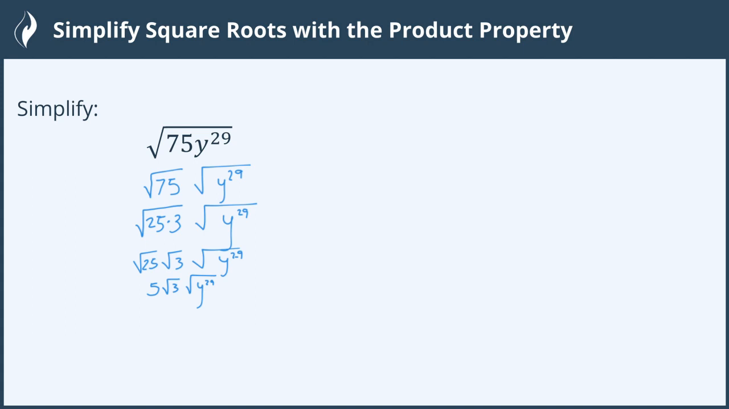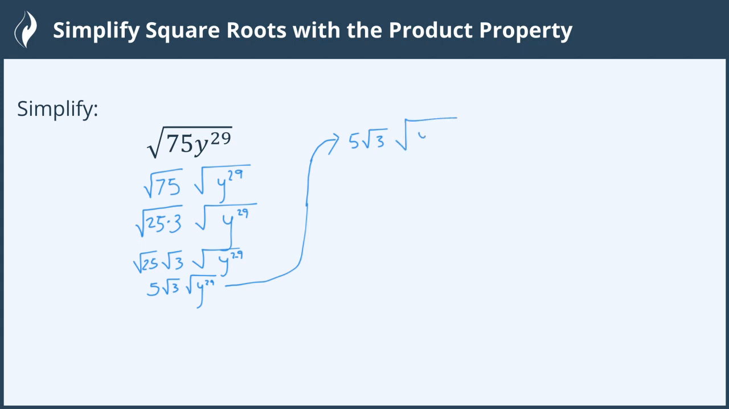Don't be tempted to go to your calculator and calculate the square root of 3. It's some irrational number, and your calculator gives you a decimal approximation. It's not an exact value. Because we want an exact value, we're going to leave it as the square root of 3, and it can't be simplified any further. Now let's do something similar with the square root of y to the 29th. Bring everything up here and rewrite it.